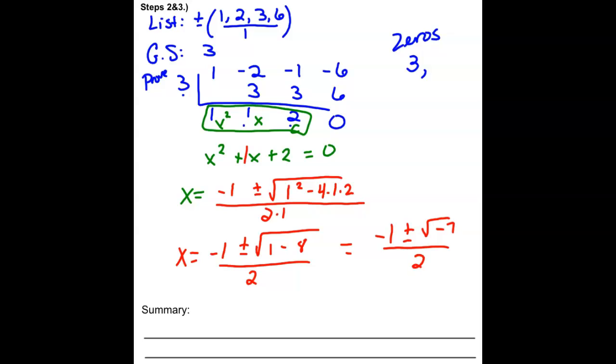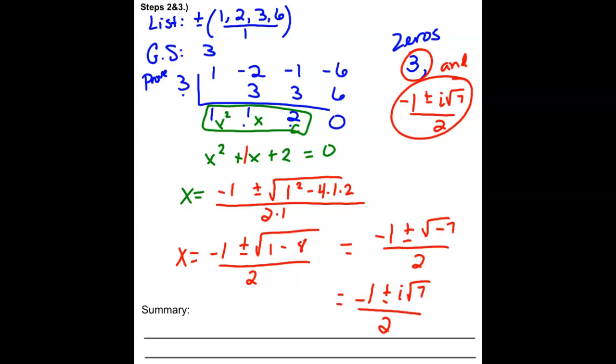Because that's a square root of a negative, that's imaginary. And that's why we did not see them on our calculator. We only saw the real one at 3. So my zeros would be a 3 and the 2 imaginary ones: negative 1 plus minus i root 7, all divided by 2.